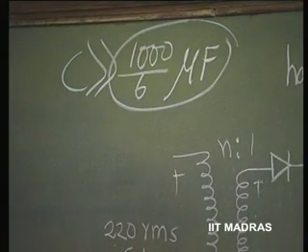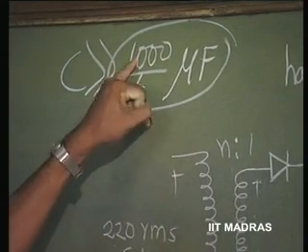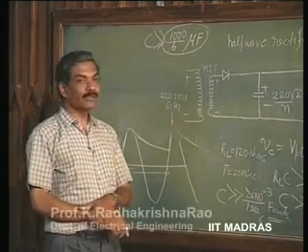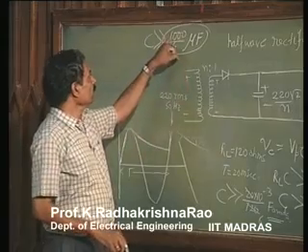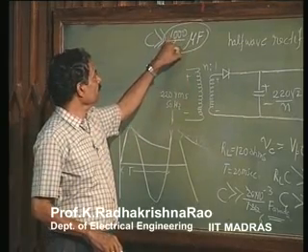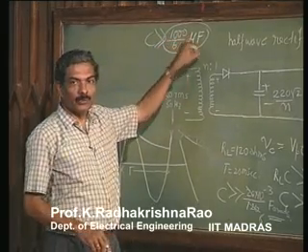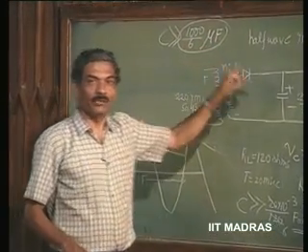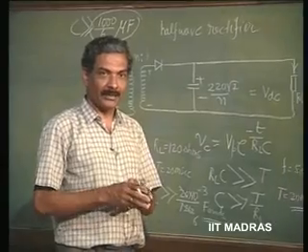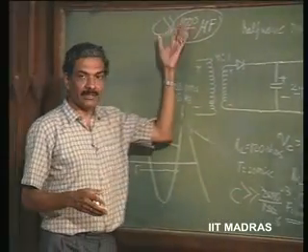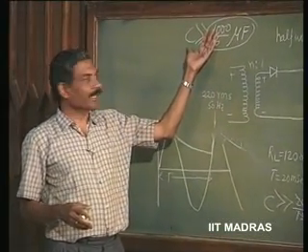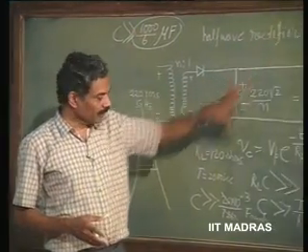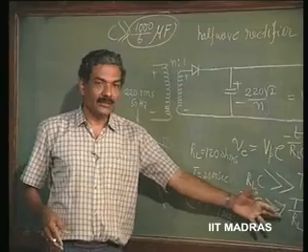Such capacitors are available. Much greater than 1000 by 6 means you can make it about 200 microfarads. Much greater than 200 microfarads means 2000 microfarads. That is a good practical design. Make it 10 times whatever this gives, around 200 microfarads, an electrolytic capacitor. If you use it here, you can satisfy this equation.